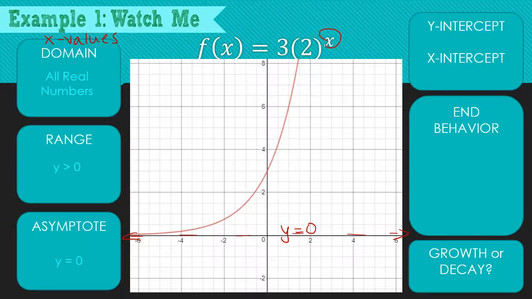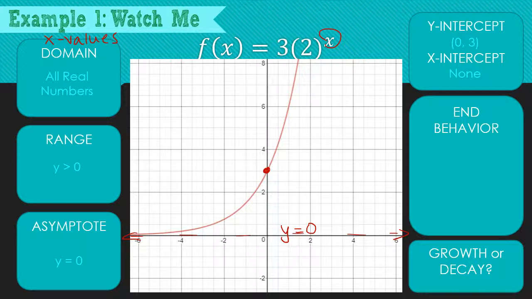We just talked about my asymptote. It's at y equals 0. The y-intercept, you can identify on the graph, is the point where it goes through the y-axis. In this case, it's at (0, 3). And since my asymptote is at y equals 0, this function is never going to cross that. I don't actually have an x-intercept for this exponential function.